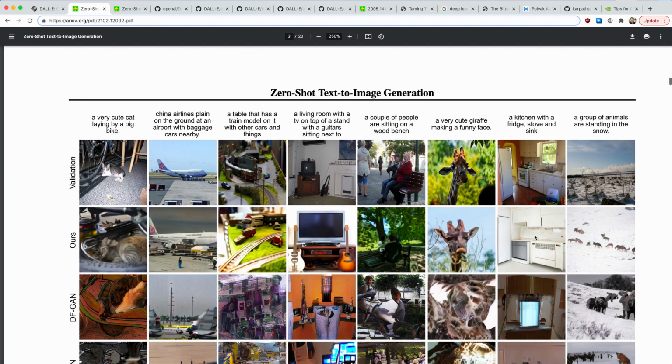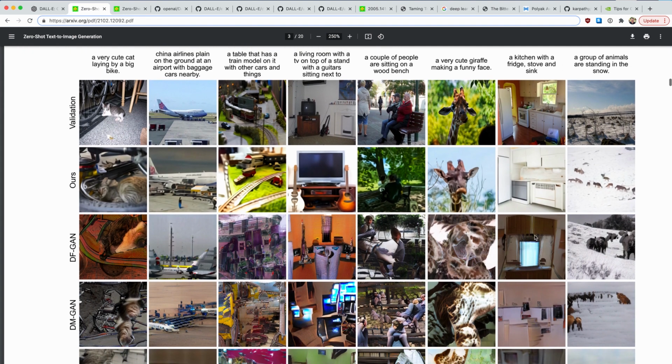One thing that I found kind of interesting was, I wasn't sure how much to dig into this, but on the 4th caption, it's a living room with a TV on top of a stand with guitars sitting next to, and then it's empty. And so I wasn't sure why this is cropped in the text. Did we run out of byte pair encoding tokens, or is this some kind of artifact of the data set?